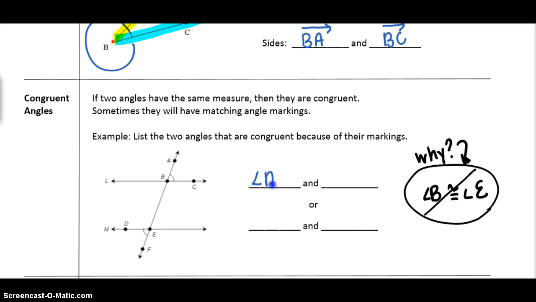So the first angle, we'll say ABC, go in the correct order, and we'll say it goes with DEF. Now you could list them the other way. You could say it's angle CBA, and the other angle is FED. Why can't I say angle B is congruent to angle E though? That's not a single angle, is it?